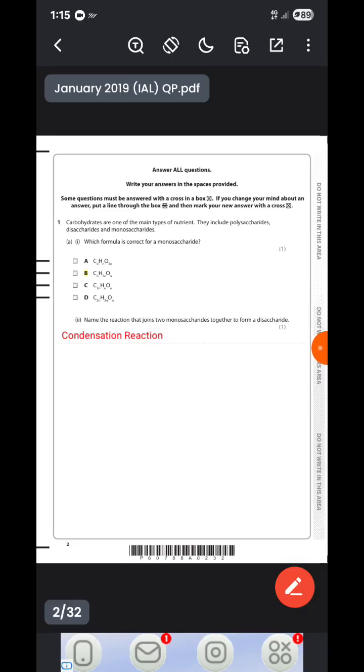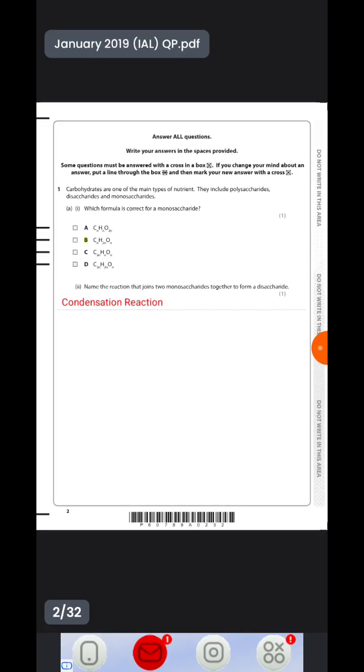Question number 1. Carbohydrates are one of the main types of nutrients. They include polysaccharides, disaccharides and monosaccharides. Part A, Roman numeral 1. Which formula is correct for a monosaccharide? So monosaccharide means one sugar molecule, or one single glucose molecule. Then disaccharide means when two monosaccharides are combined together.